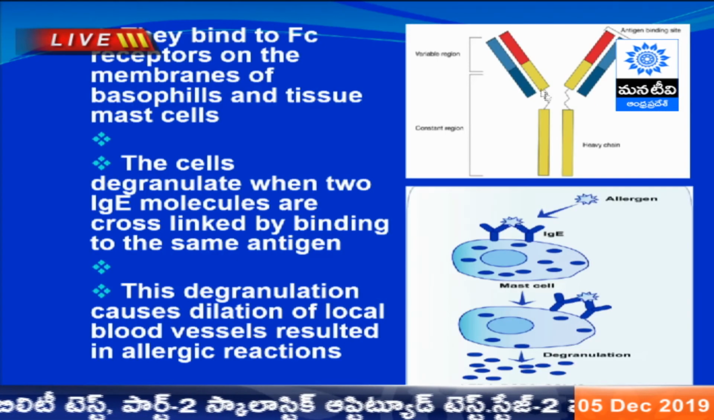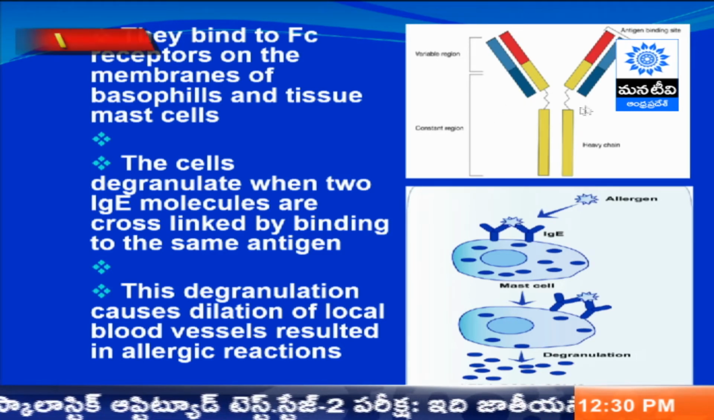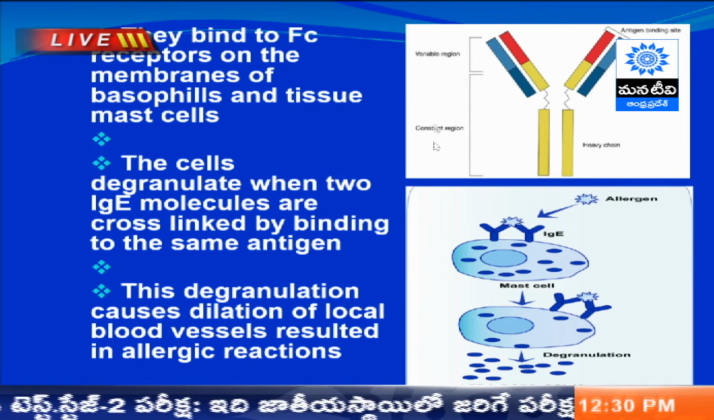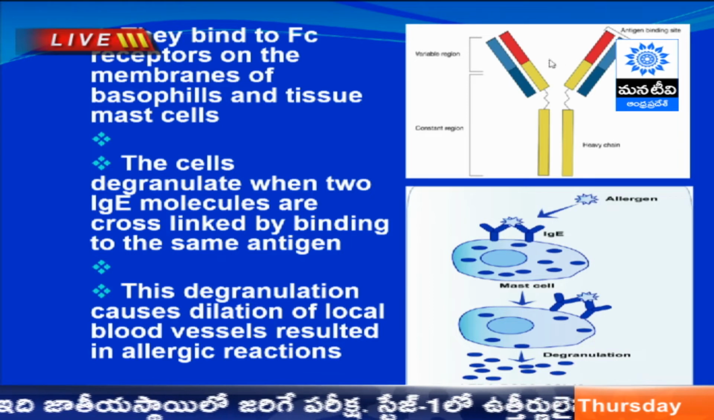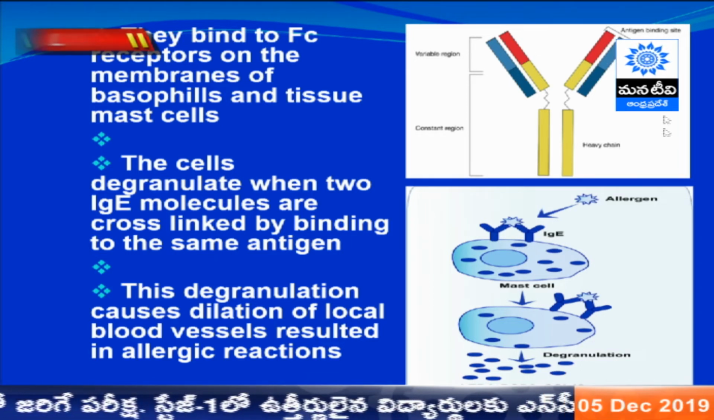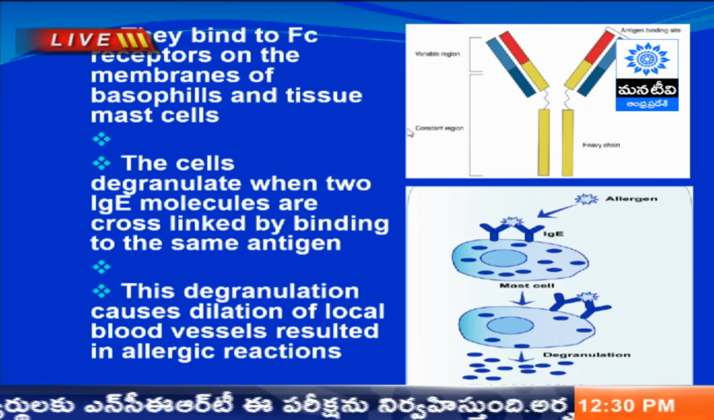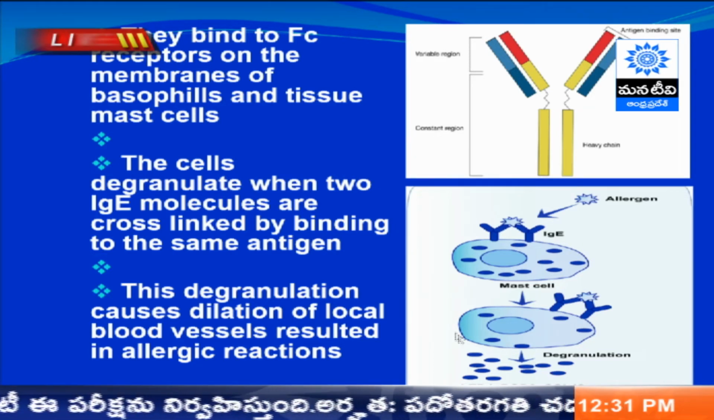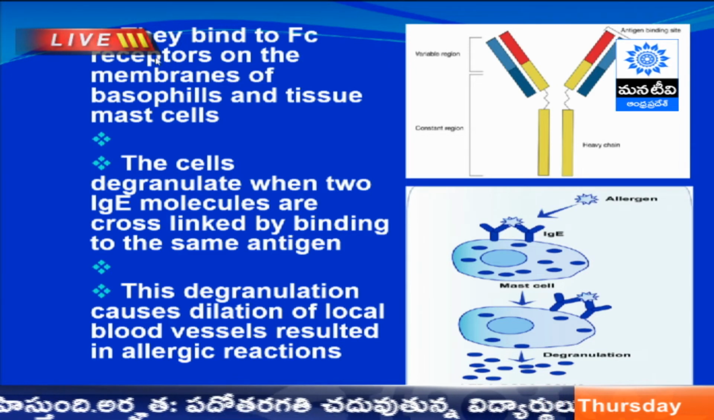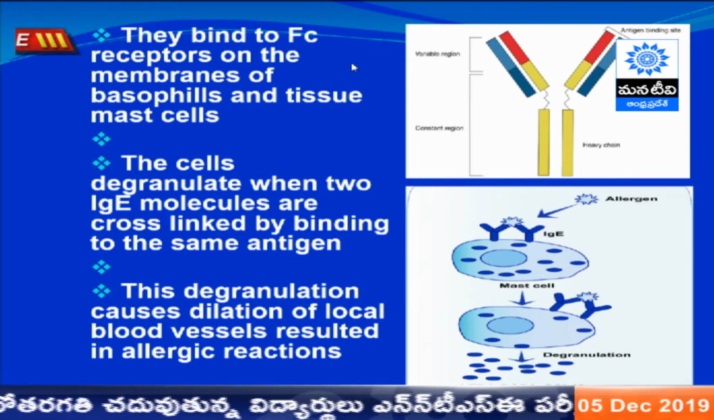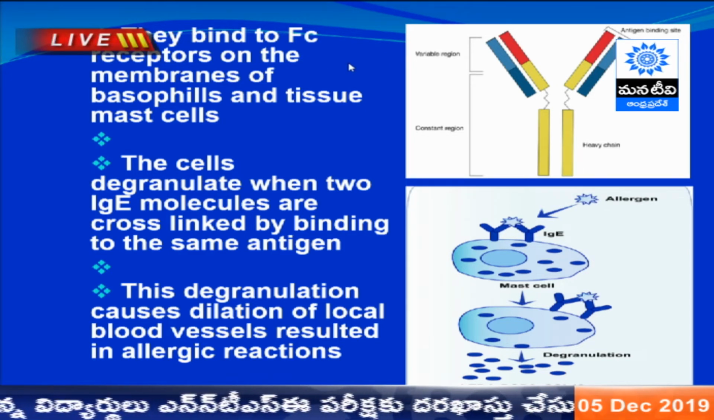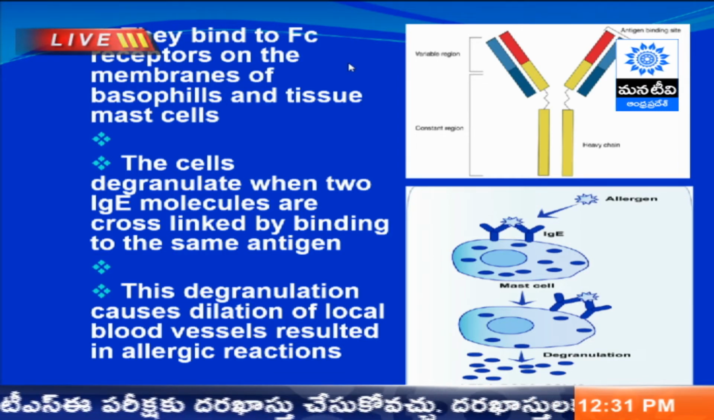Here you can see the structure of this immunoglobulin E: same Fab region, Fc region, heavy chain, light chain, variable region and constant region. Let us see the mechanism, how it inactivates the allergen. It binds to the crystallizable fragment receptors on the membrane of basophils and tissue mast cells.